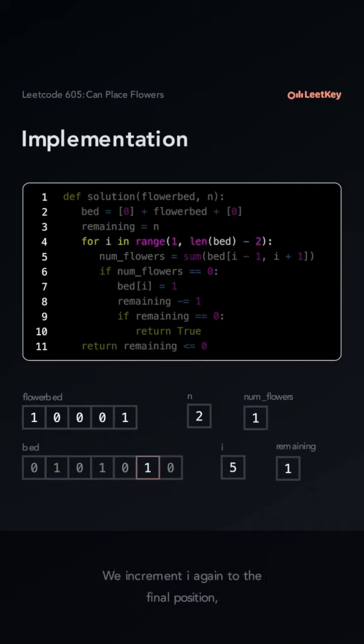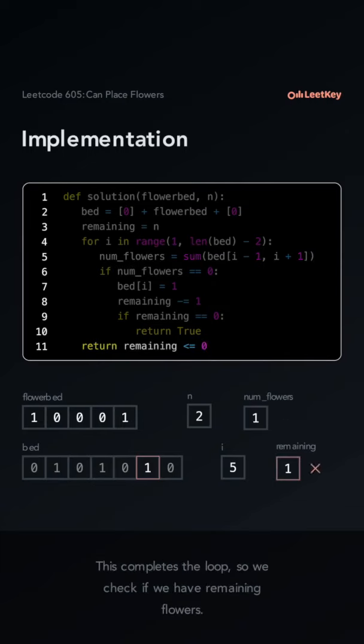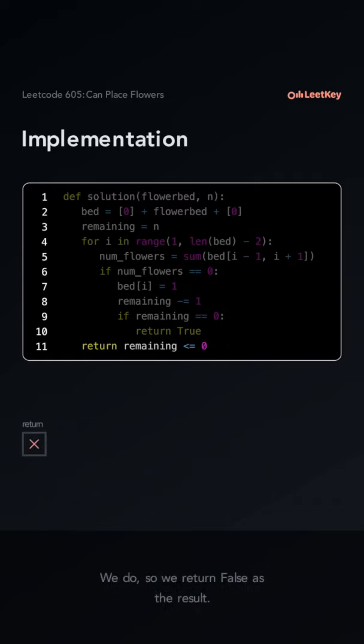We increment i again to the final position and find 1 flower, the rightmost one, so we can't place the next flower. This completes the loop, so we check if we have remaining flowers. We do, so we return false as the result.